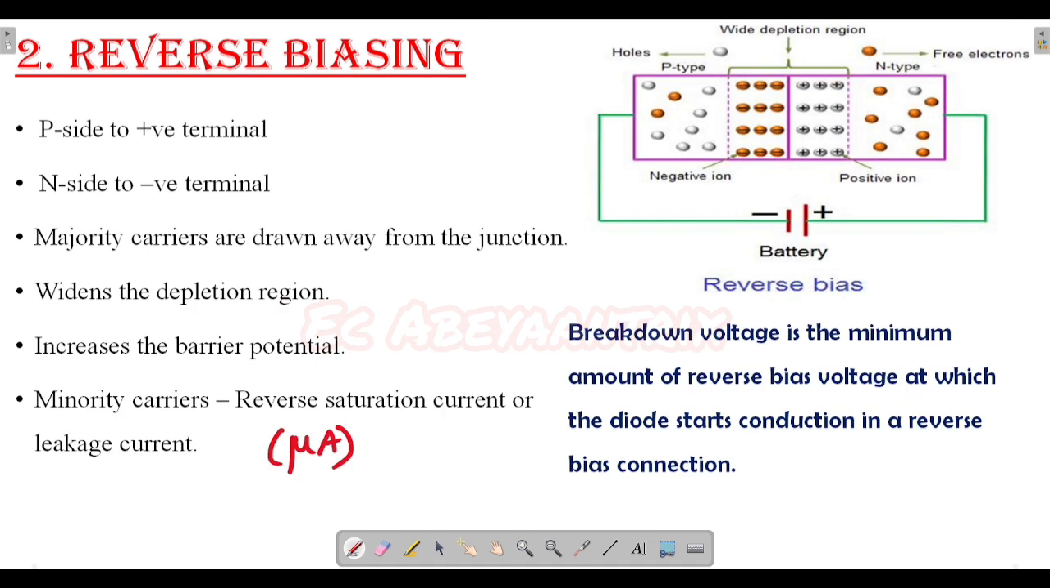Coming to reverse biasing, the opposite scenario happens. The P side is connected to the negative terminal of the battery and the N side is connected to the positive terminal of the battery, and this condition is called the reverse bias condition.